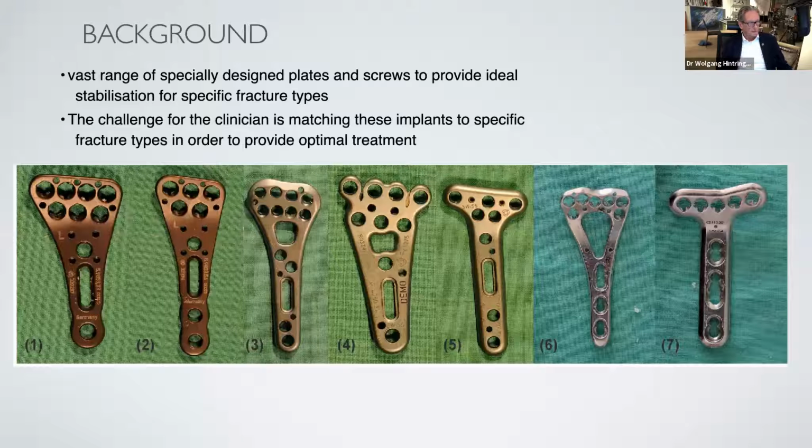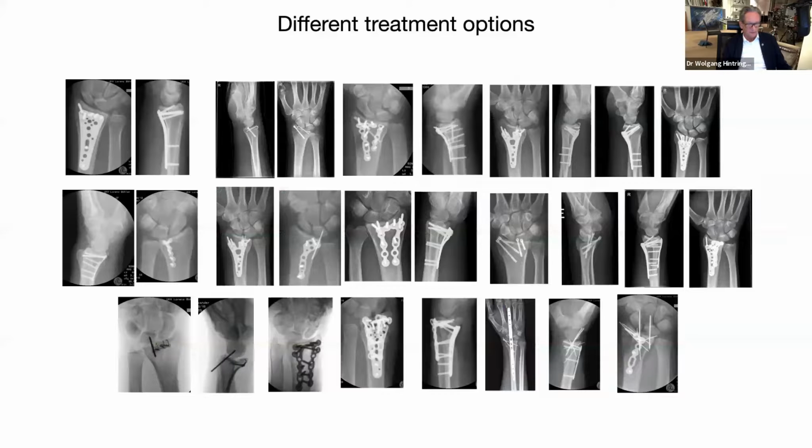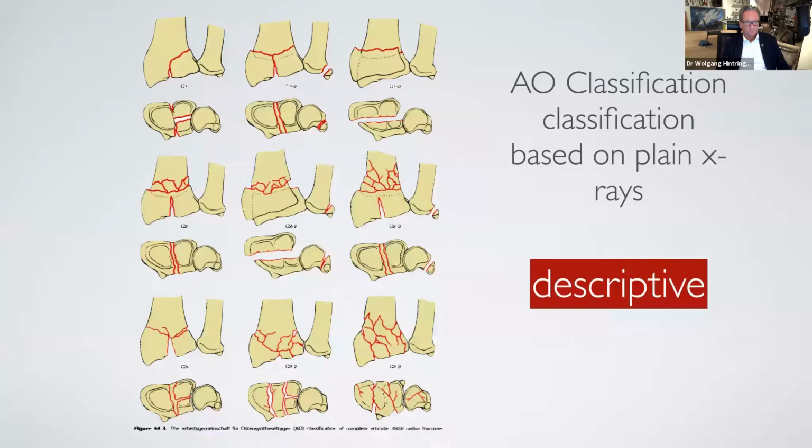The background is there is a vast range of specially designed plates and screws to provide ideal stabilization for specific fracture types. You can see from left to right. The challenge for the clinician is matching these implants to specific fracture types in order to provide optimal treatment. You can see a lot of different plates on different fractures.